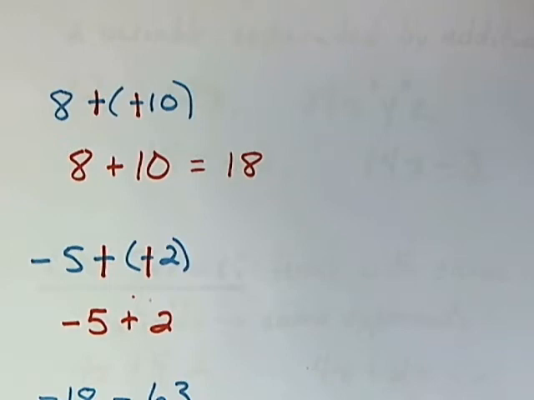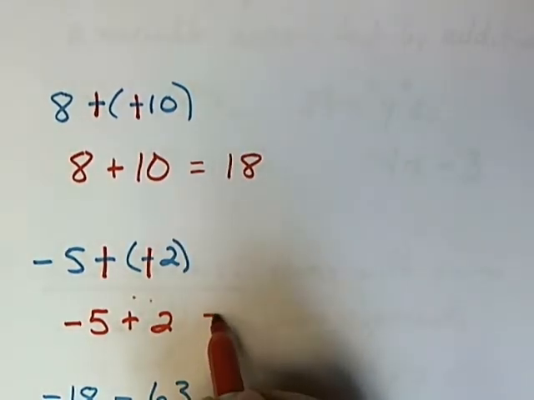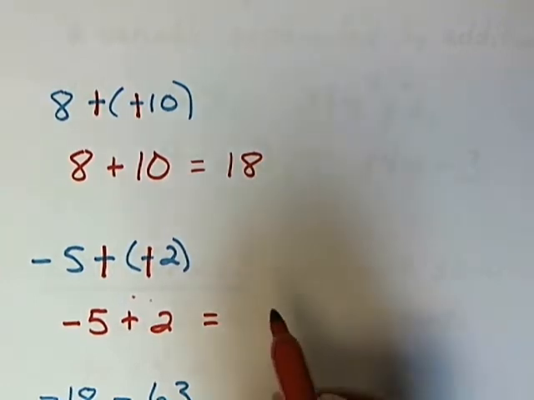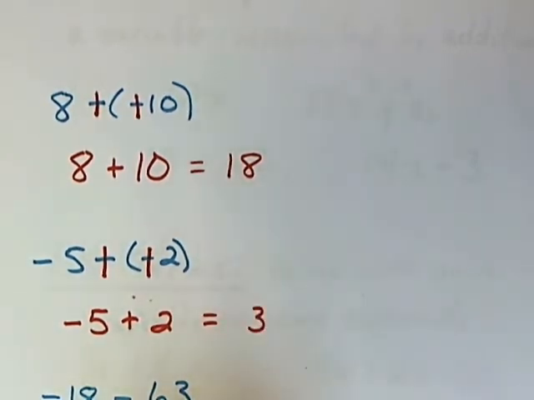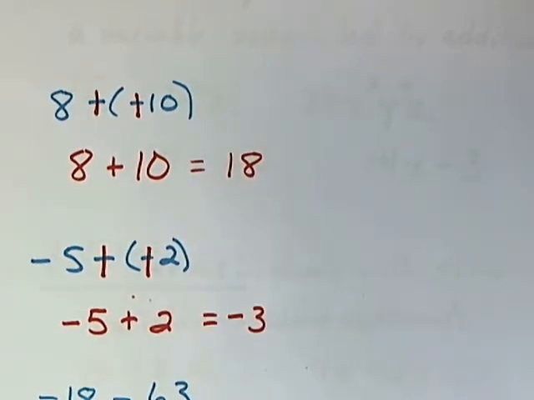Now we go through our addition rules. We have one of each sign since the 5 is negative and the 2 is positive, so we subtract. If I had a 5 and a 2 and I subtract, I would go 5 minus 2, which is 3, but I started with the 5. The 5 is negative, so my answer will be negative.